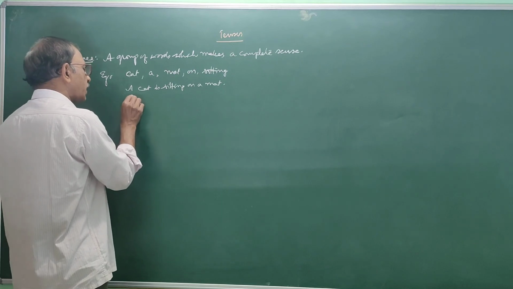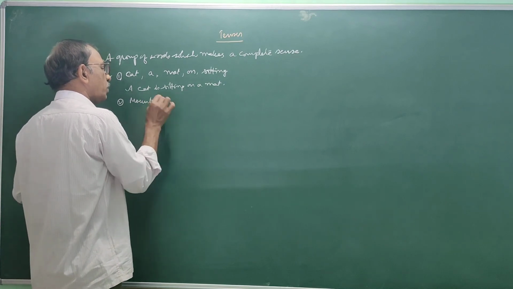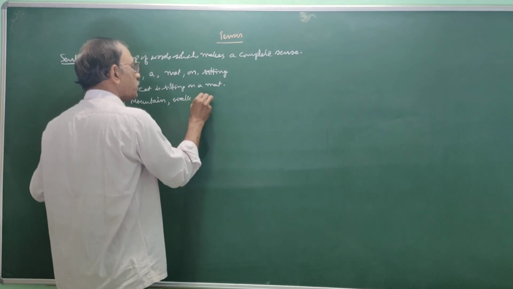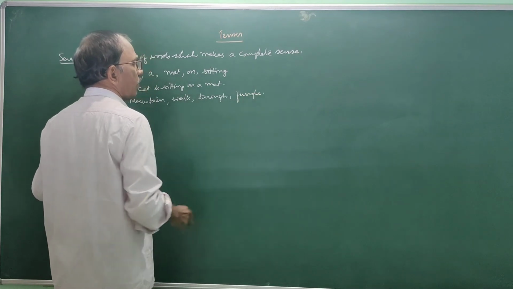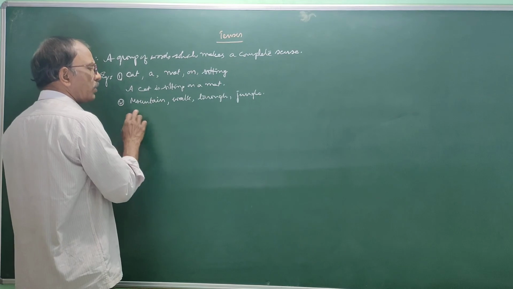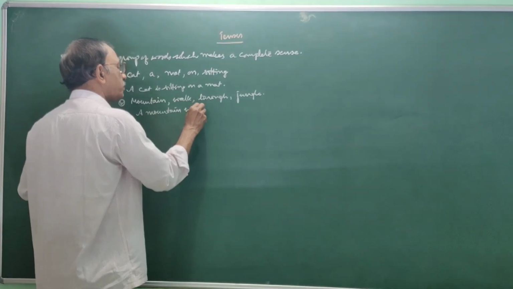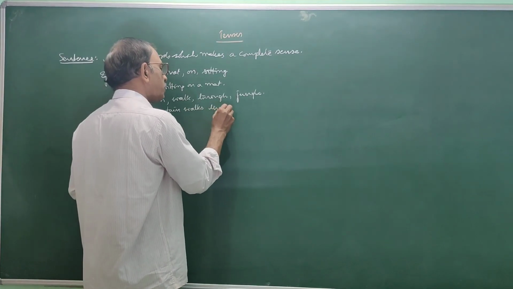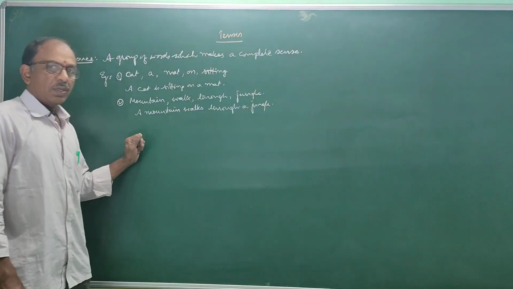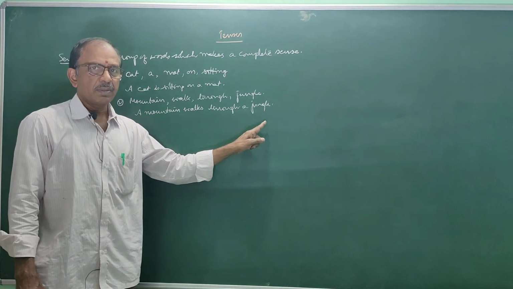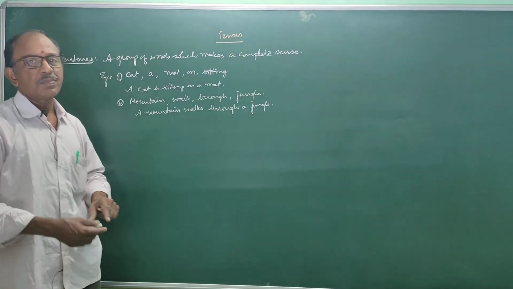Suppose I have a few words like mountain, walk, through, jungle. If I want to make a sentence like a mountain walks through a jungle, this is nonsense. It has no sense. The sentence is complete, but it has no sense. So a group of words which makes a complete sense is called a sentence.